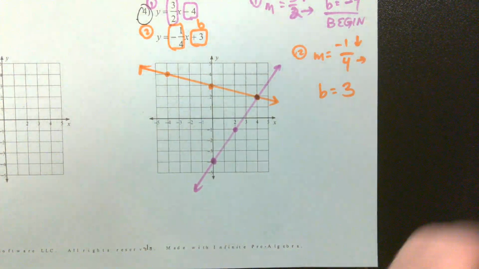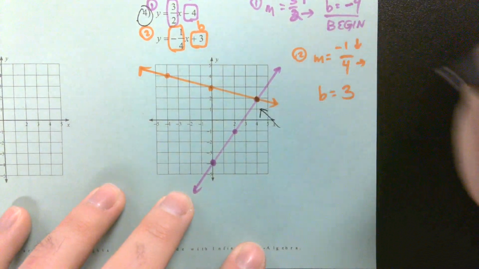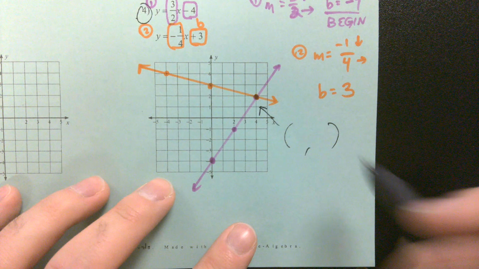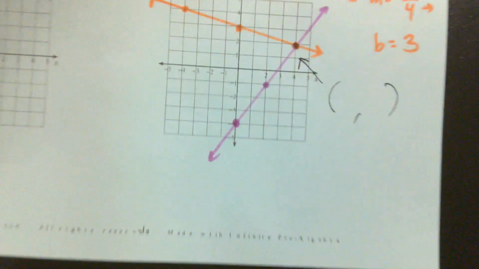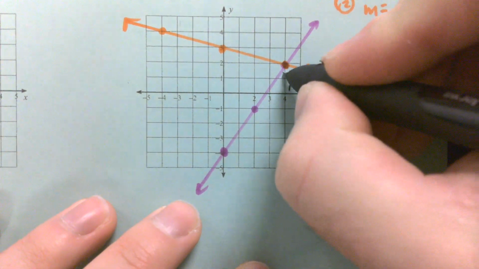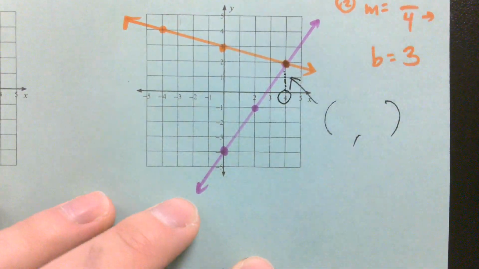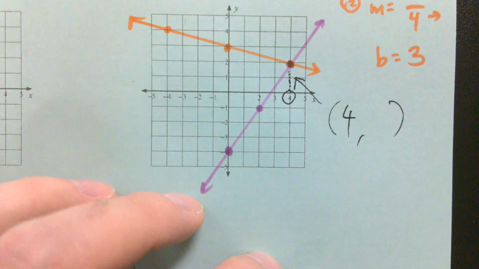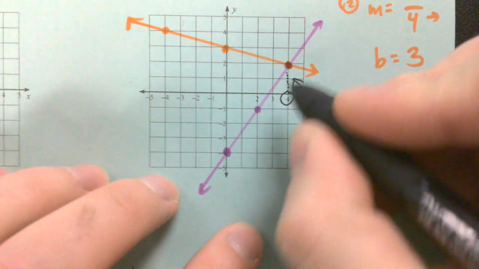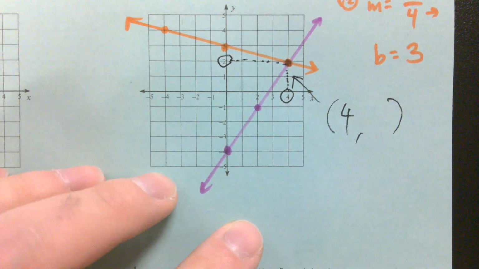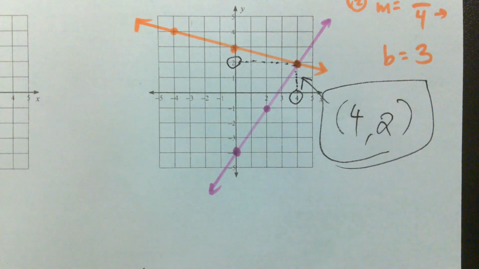So, we look for the point of intersection right there. And our solution is going to be the coordinates of that single point. Where does that point line up on the x-axis? If we look down to the x-axis, where does it line up? 4. If we look to the left at our y-axis, where does that point line up on the y-axis? 2. So my solution is (4, 2).